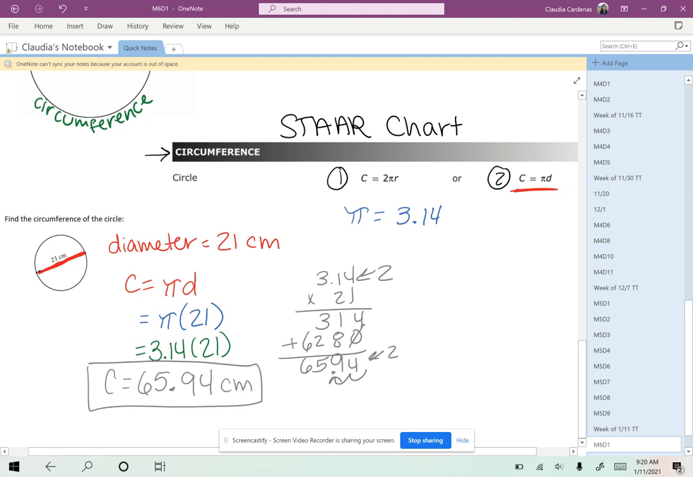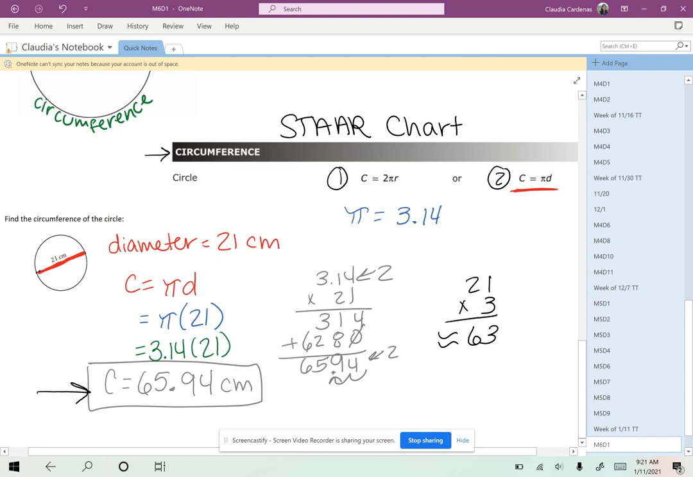And so we could also approximate this by seeing that 21 times about 3, right? If we took away the 0.14, is about 63 centimeters. So if we were stuck or confused on whether or not we got the decimal correct, we could do an approximation and multiply by 3 to see if we were close. And in this case, of course, we were, but the exact answer is 65.94 centimeters.